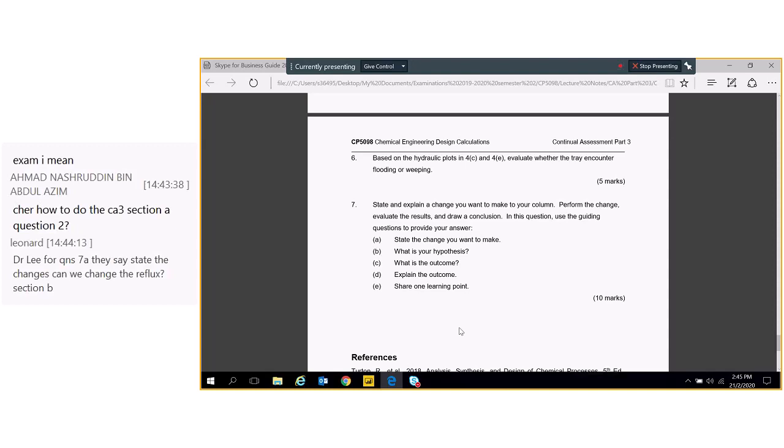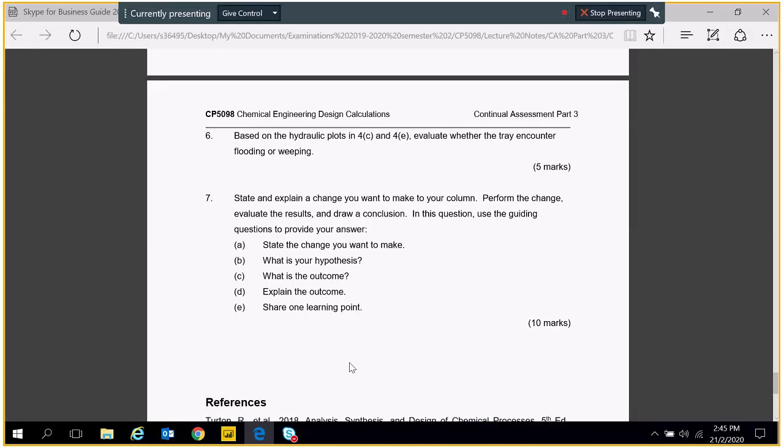State the change that you want to make. So you can change the reflux ratio. You can change the purity of the product that you want. Currently, our purity is 96 mole% for benzene. There's one place where I demonstrated in the class. The heavy key for the top product is toluene. So toluene in the top product is 0.04.